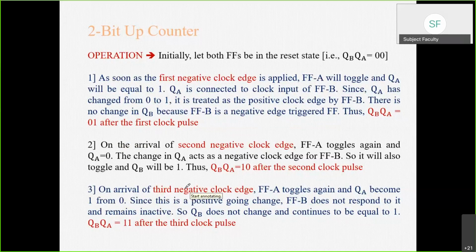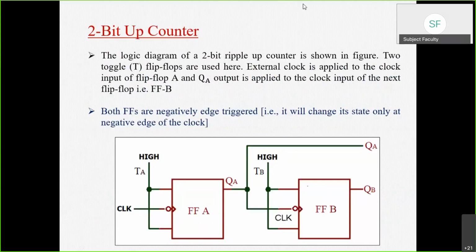So in the second negative clock edge, what will happen? Okay. Now what is the current state? Currently our QA is 1 and QB is 0. Now again the next pulse will come. That is the first one done. Now second is our second clock signal. So at this negative edge, what will happen?